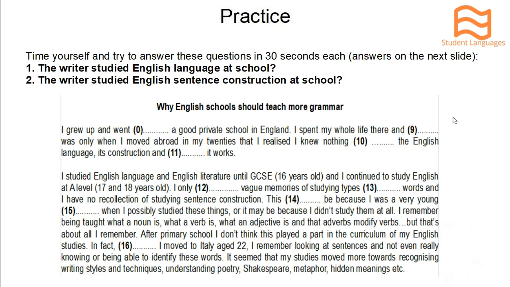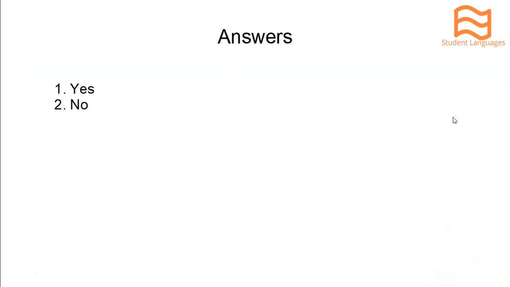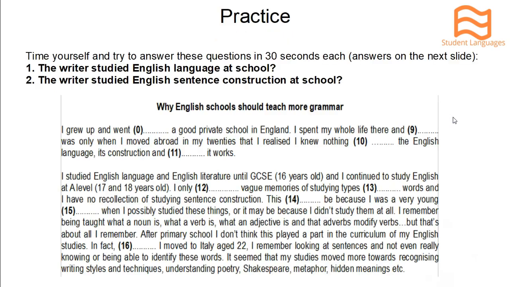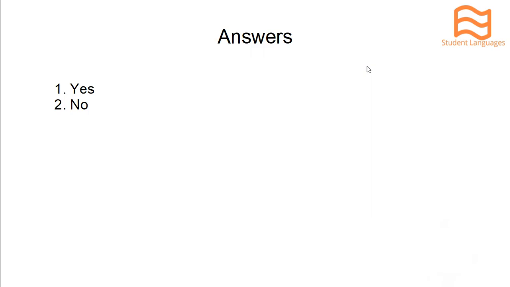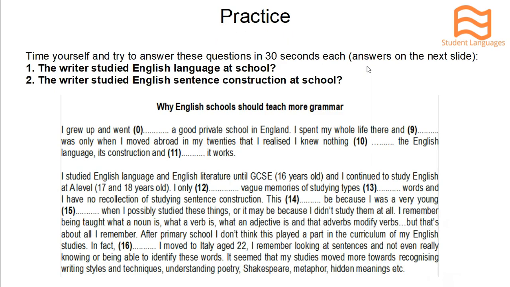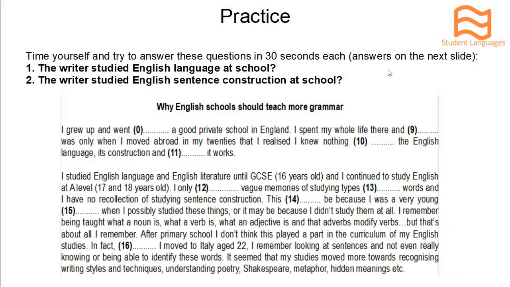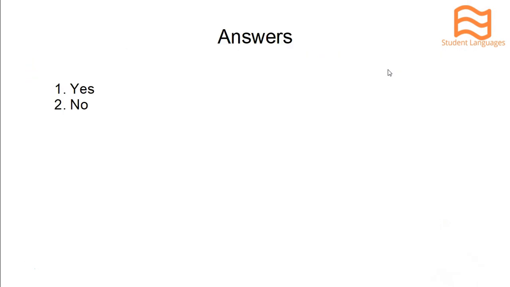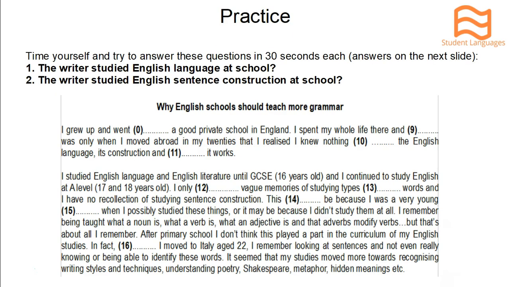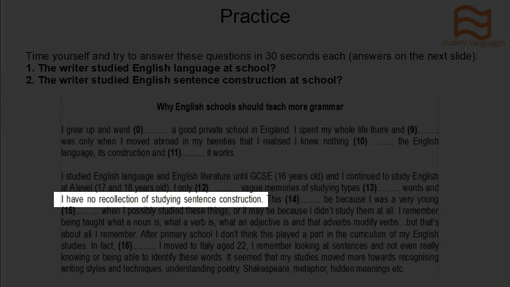Okay, hopefully you've done that, and now we can have a look at the answers. So for question number 1, just so we remember, it's the writer studied English language at school. The answer is yes, he did. And we can find that answer here in the passage. In question number 2, the writer studied English sentence construction at school. The writer says no, he didn't study English sentence construction at school. And we can find the answer for that question here in the passage.